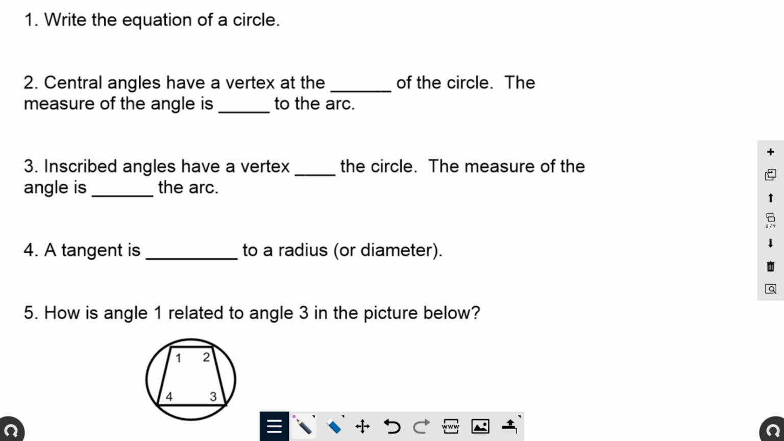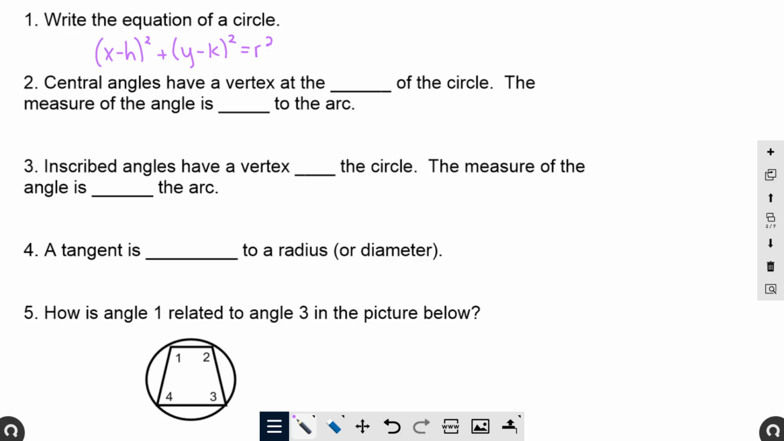All right, so let's go over these answers. Just some review. You guys have been working on them for a little bit. What is the equation of a circle? Very good. So make sure that you know how to write the equation of a circle, how to graph the circle, and how to write it given a point and a radius and a center.